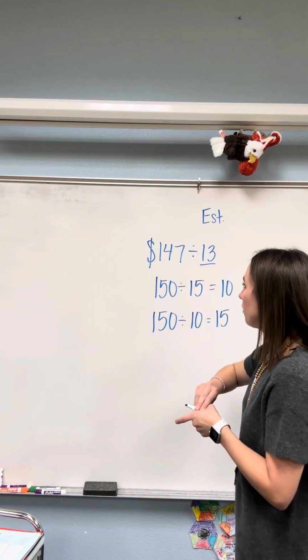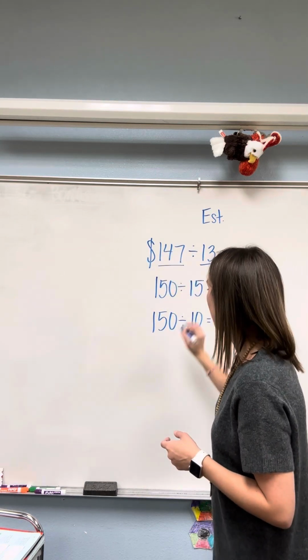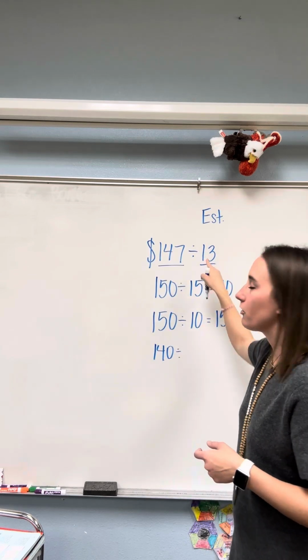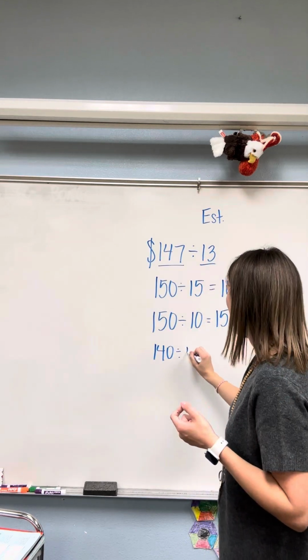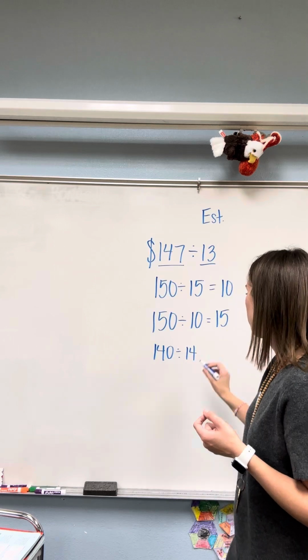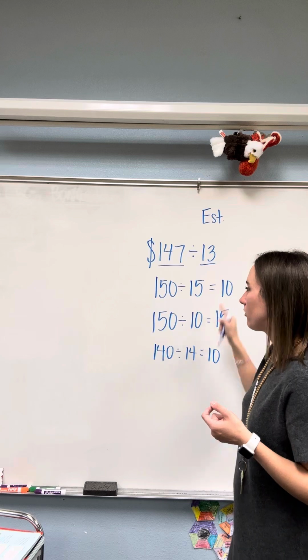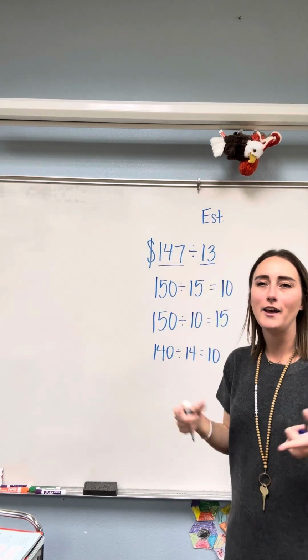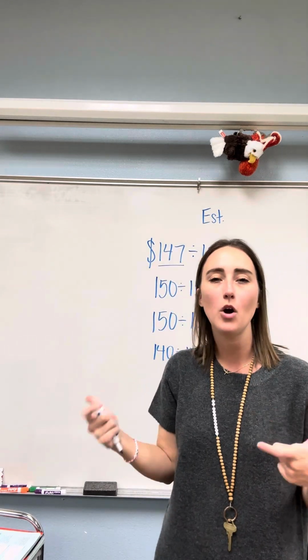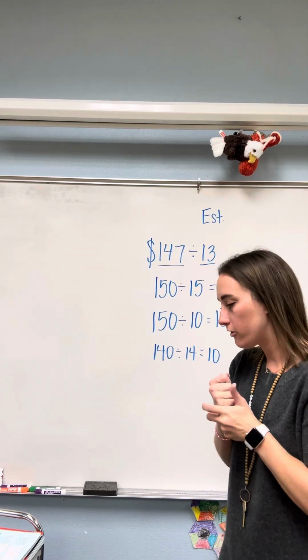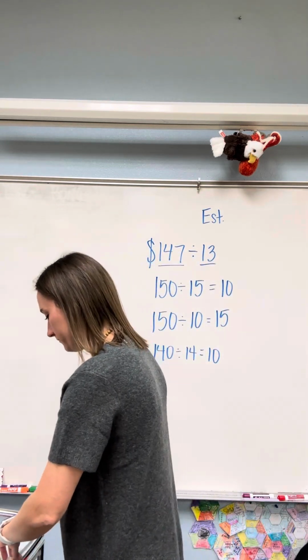I could have also done 147 to be 140 divided by 13, which is about 14. So 140 divided by 14 would also give me 10. So when you do your work, if your answer is about 10, you know that you probably did it correctly. Okay, now let's turn to the next page.